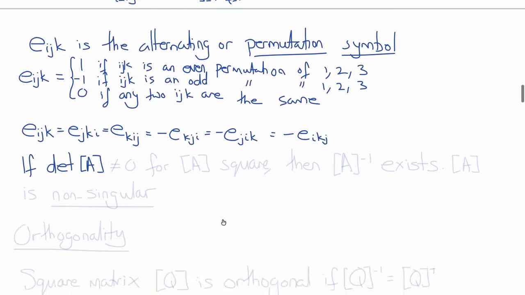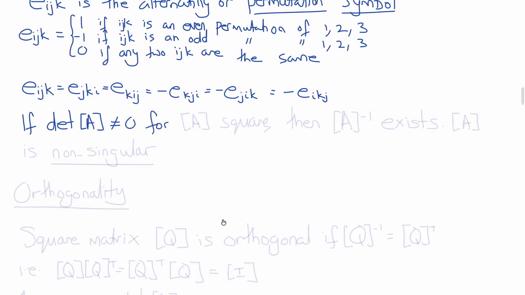If the determinant of A is not equal to zero for the square matrix A, then we know that the inverse of A must exist. A is said to be non-singular.